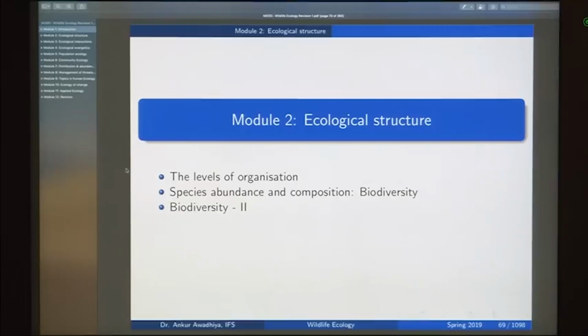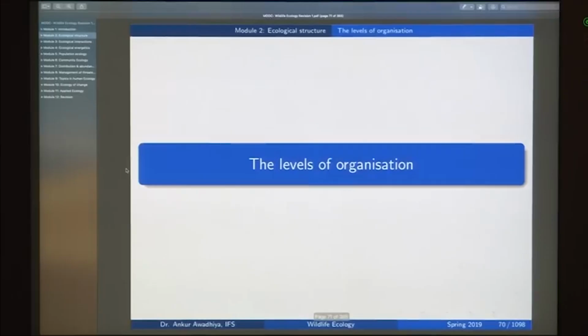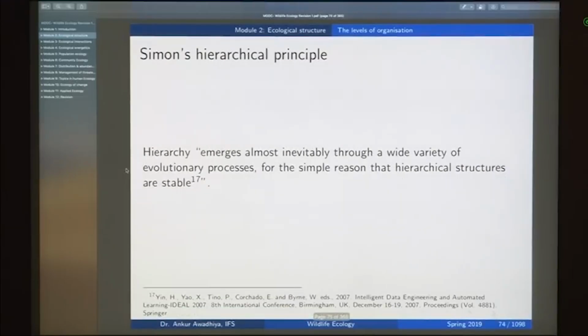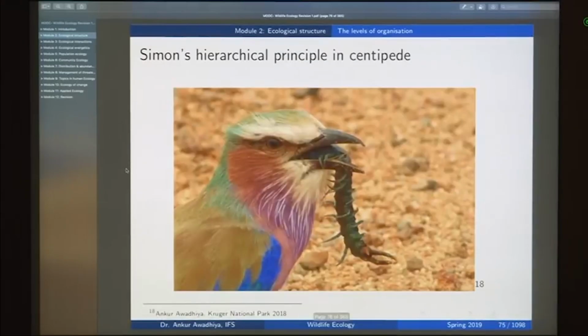Next, in the second module, we looked at ecological structure, the levels of organization, and biodiversity in more detail. So, the levels of organization, we began this with the story of these two people, Hora and Tempus, who were making watches, and we came to the conclusion that those structures that are more organized tend to be preferred. So, hierarchy emerges almost inevitably through a wide variety of evolutionary processes, for the simple reason that hierarchical structures are stable. So, because they are stable, they tend to get selected through the process of evolution.